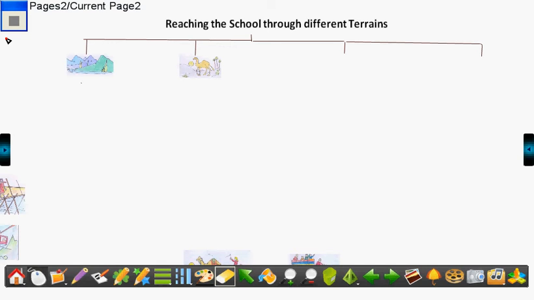Children, let's learn about reaching the school through different terrains. As the first picture shows, this represents hills. So let's speak of hilly area. That's a hilly area.